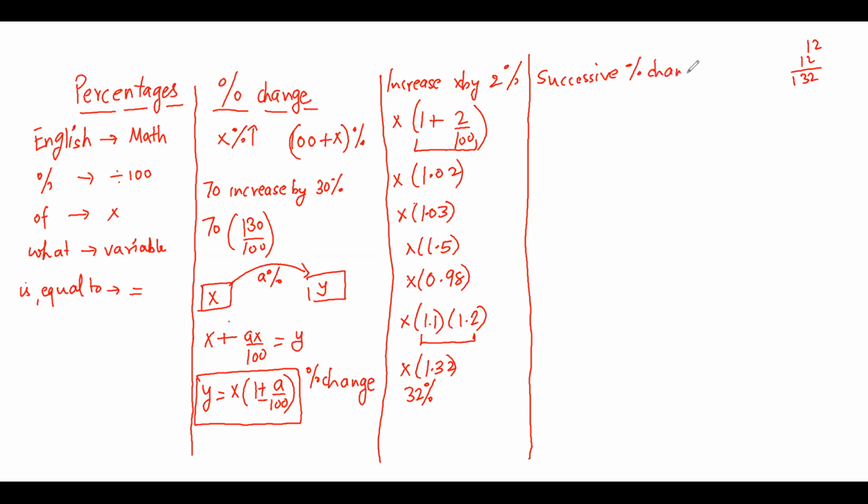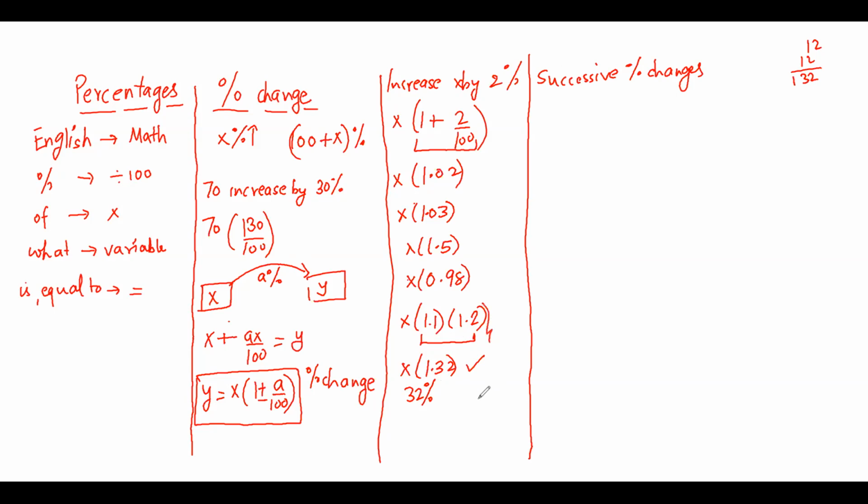So in successive percentage changes, what will happen? Just like I did here, there were 2 percentage changes that actually happened. You had a 10% change and then you had a 20% change. And then the question was asking you what was the overall change. Of course, we found the answer here to be 32, and we had this calculation here.